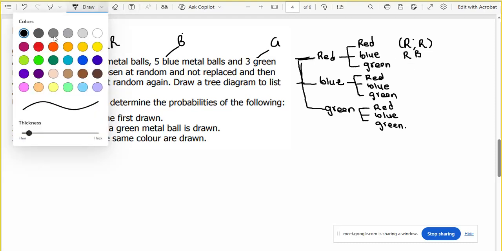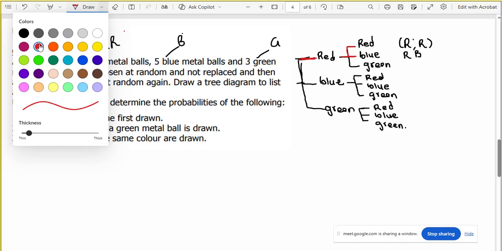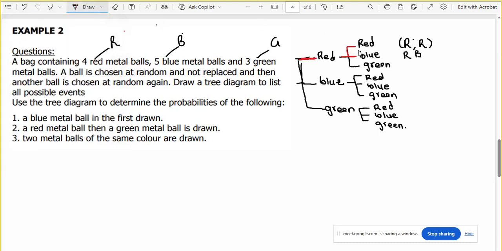Yuhan? Yes, sir. What will be the third possible outcome? The first one is red, then red. Then red, then blue. What will be the third one? So it's red and green, sir. Exactly. Red and green. I just want to check if you understand what I'm doing here.